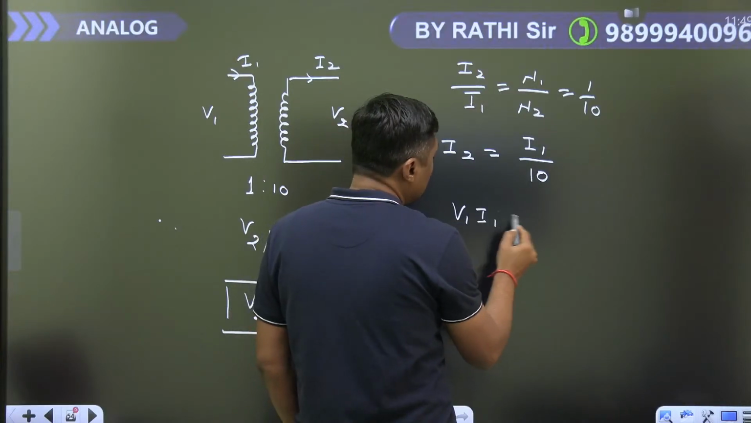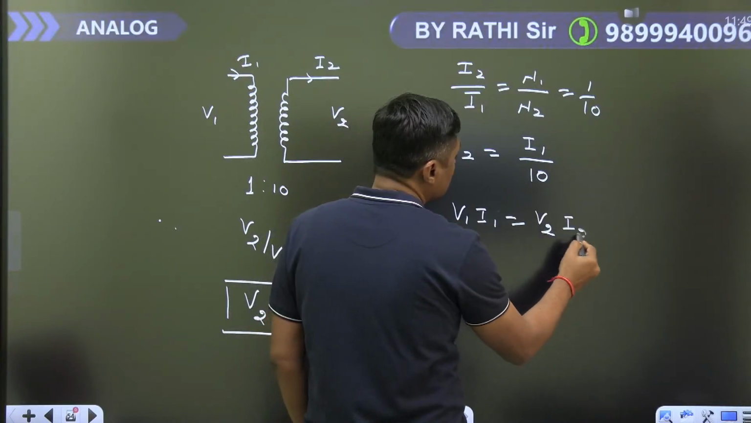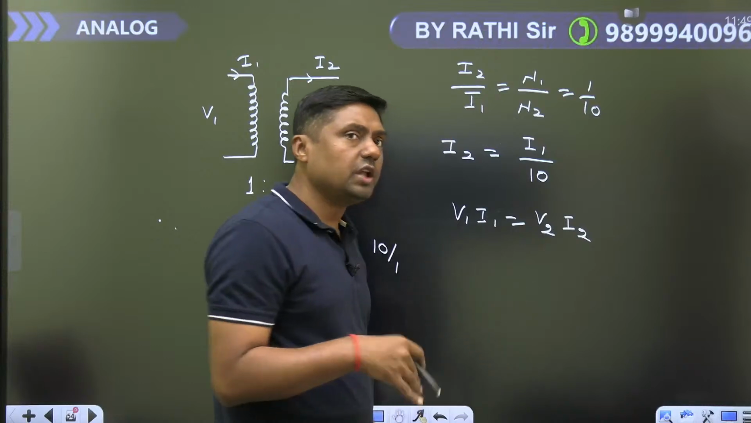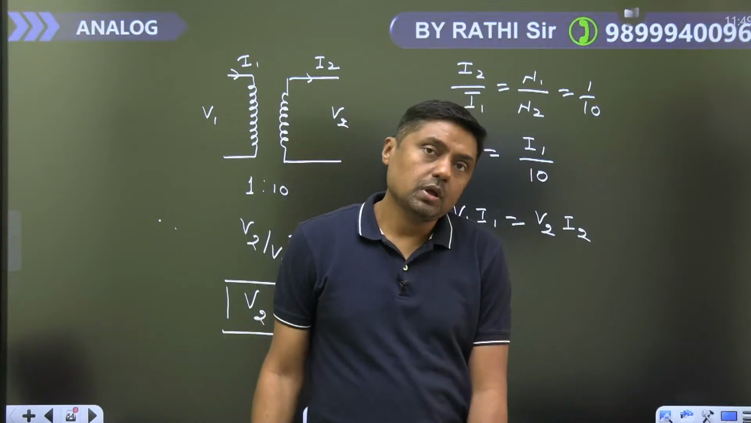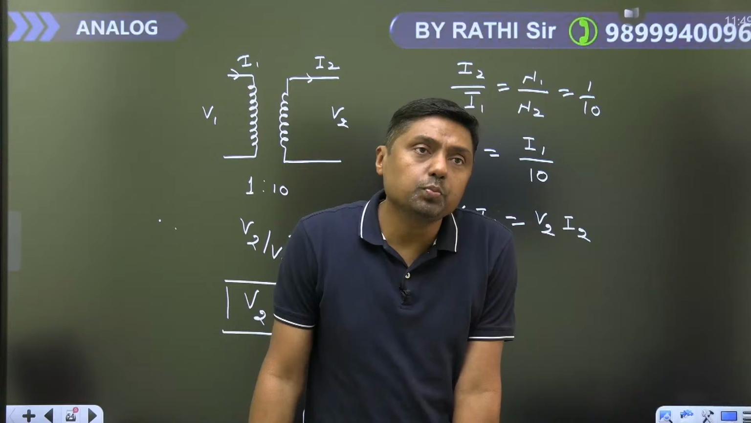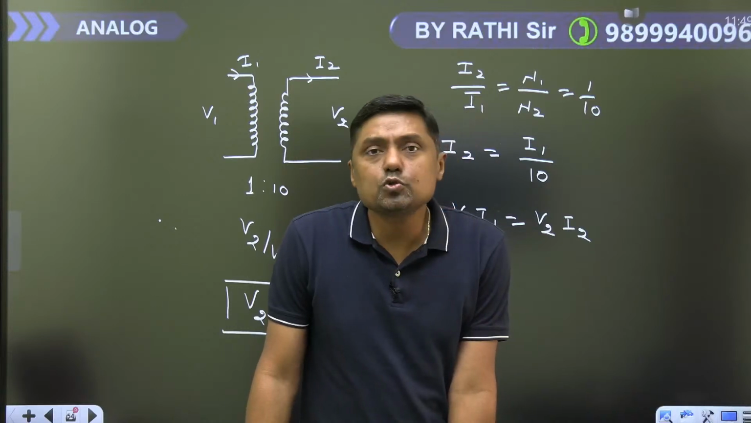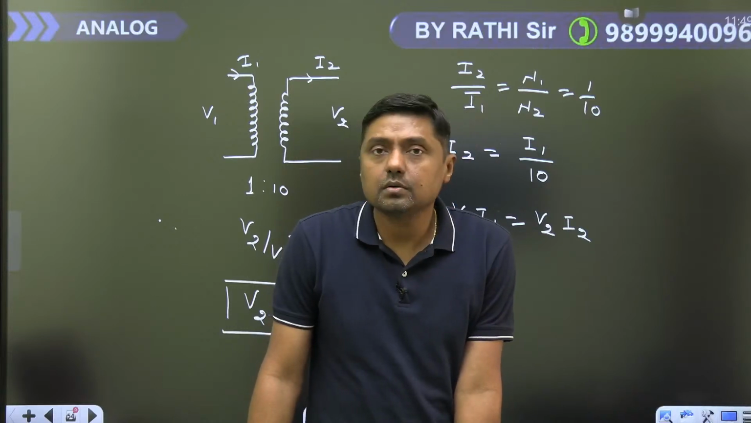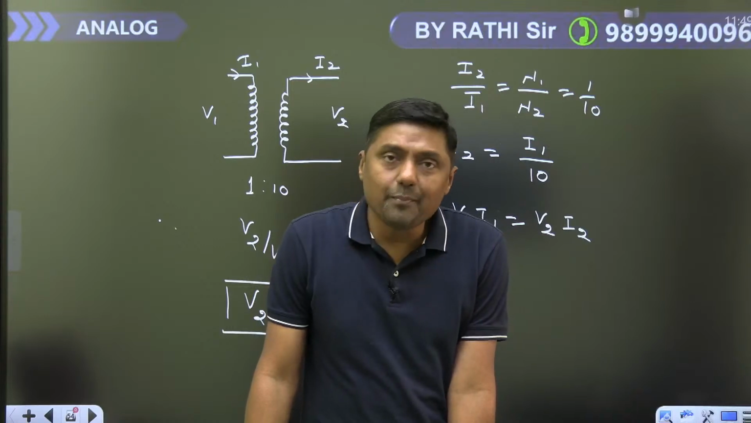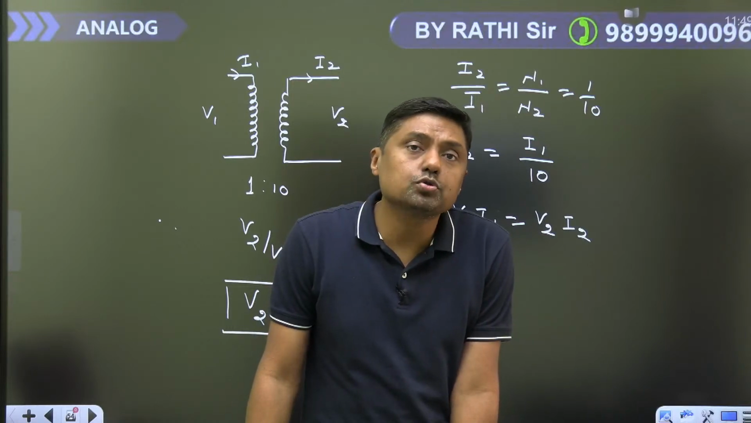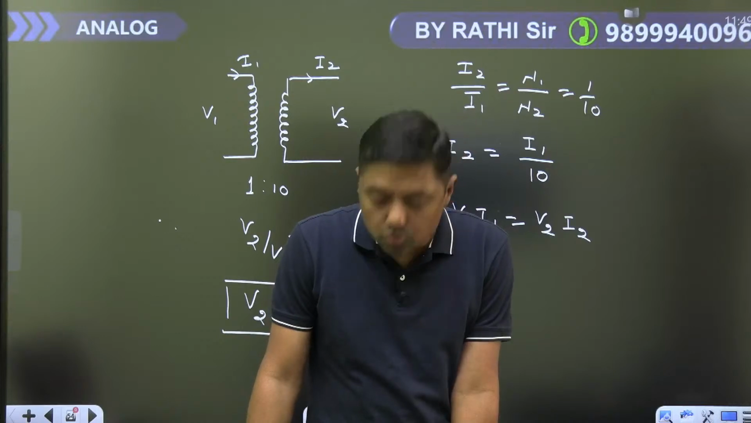What about under ideal transformer? V1 I1 is equal to what? V2 I2. Power at the output and power at the input will remain the same. Output power is equal to what? Input power. And that's why there is no gain. So what is the gain or what is the amplification? It means the power of the output should be greater than the power of the input.